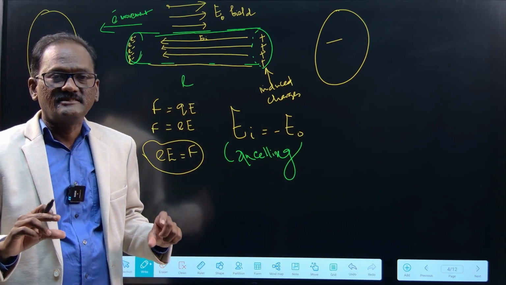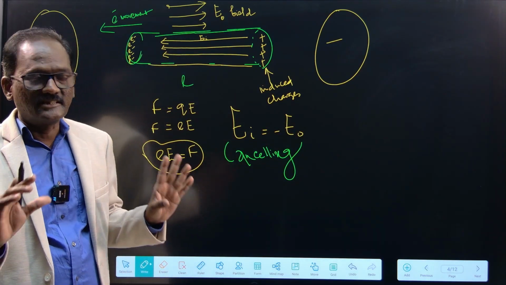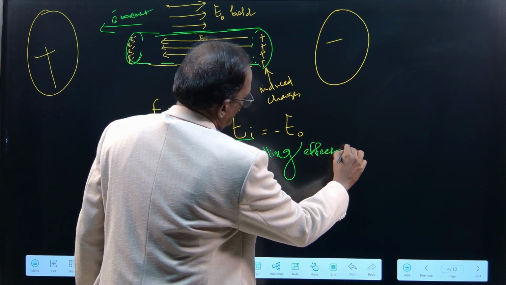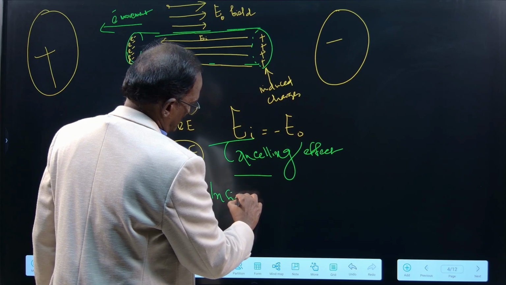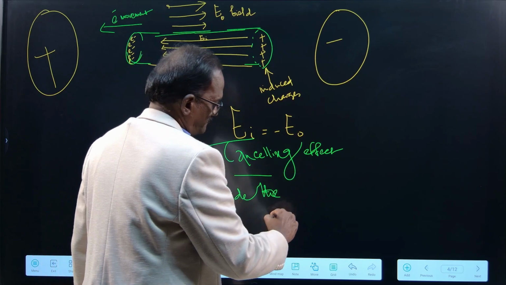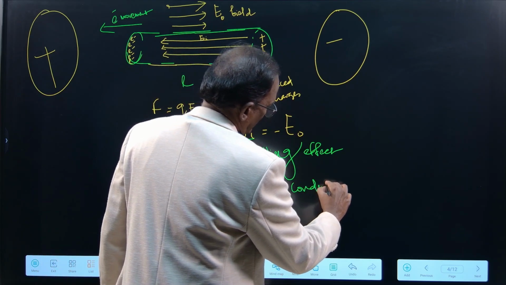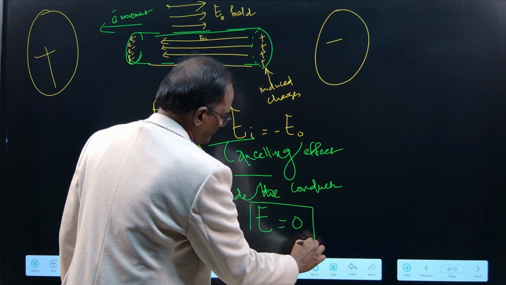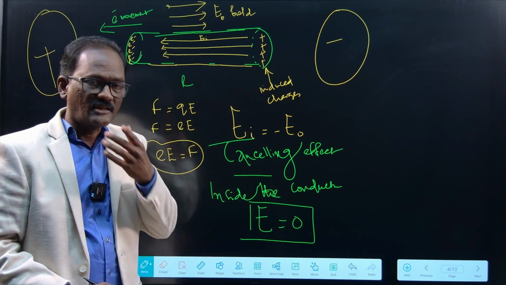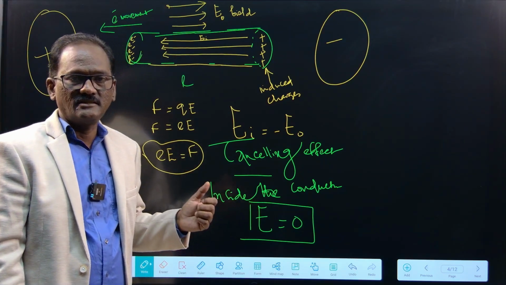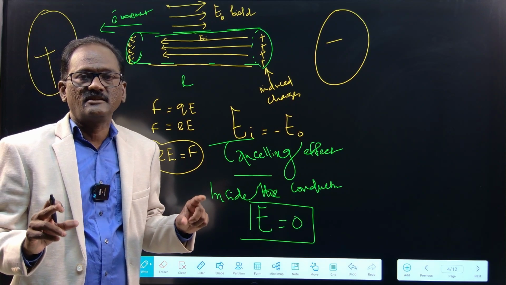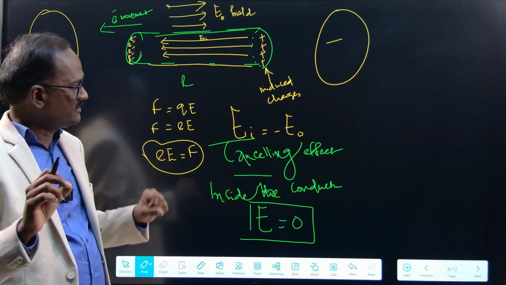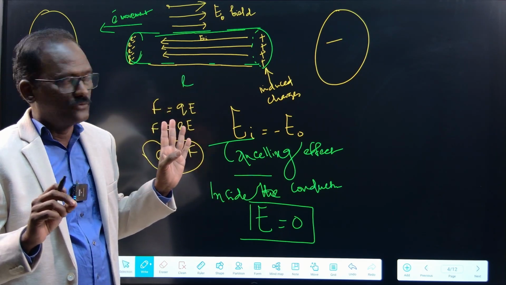Inside the material, the electric field is cancelled. The effect is cancelled. So inside the conductor, E is equal to 0. That is the conclusion we are deriving in this case. In the previous case, isolated conductor, no electric field was there, so thermal velocity average value is 0. Here E inside it is 0, right?